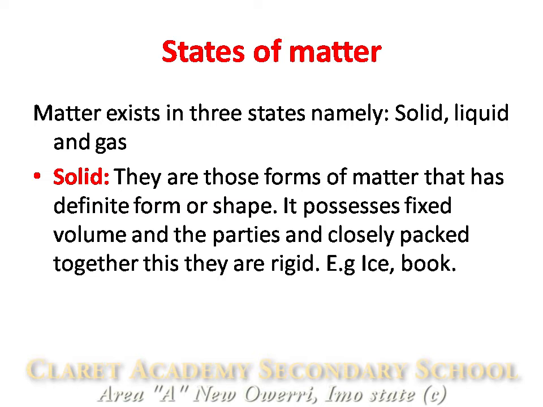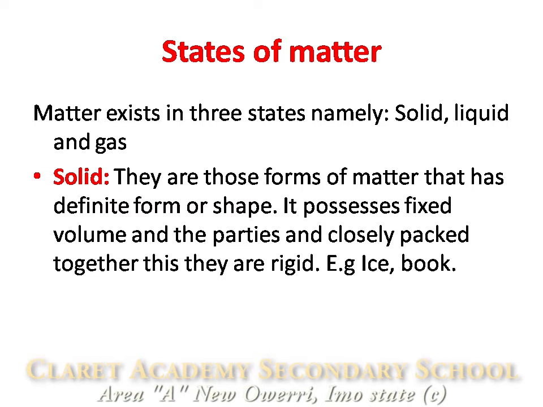These states of matter have different properties. That is, the features or the characteristics that will be used to identify any of these states of matter. The first state of matter is the solid, and the solid form of matter has a defined or definite shape. It also has a definite form.